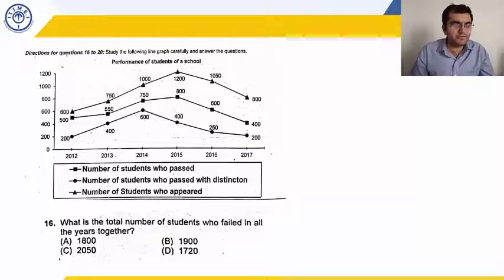What is the total number of students who failed in all the years together? Take 30 seconds.